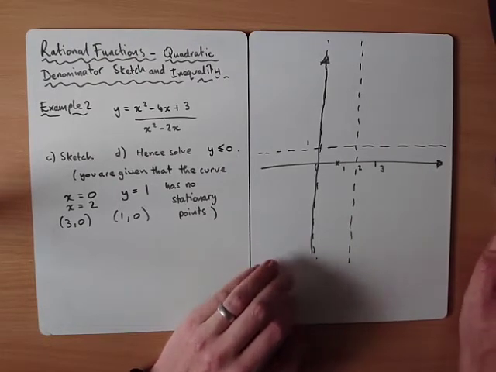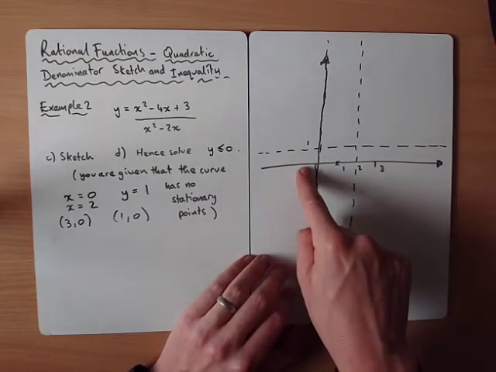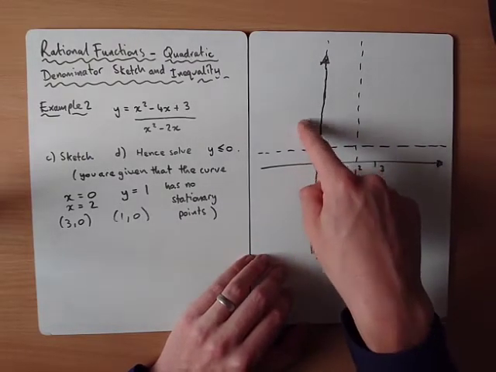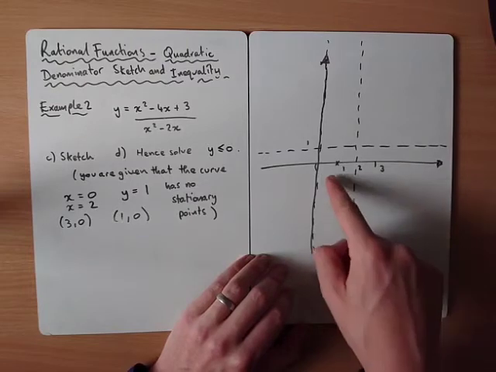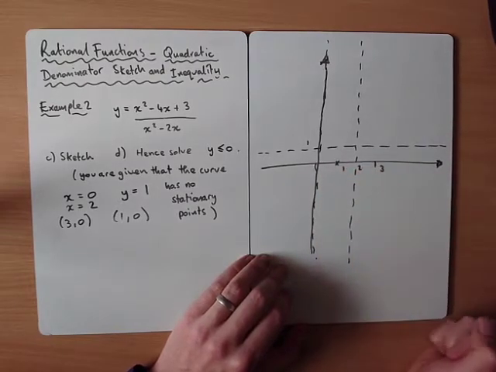If you're still unsure at this point, you could sub in a couple of values, like you could sub minus 1 in and see if it's up here or if it's down here. You could sub in like 0.5 or 1.5. Okay.